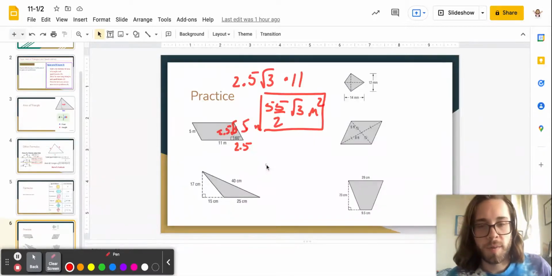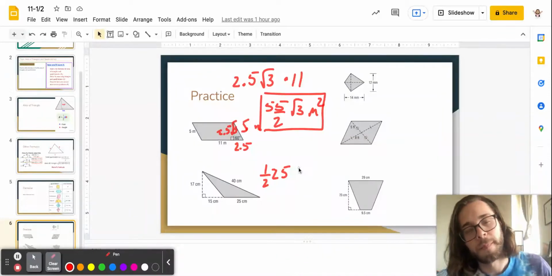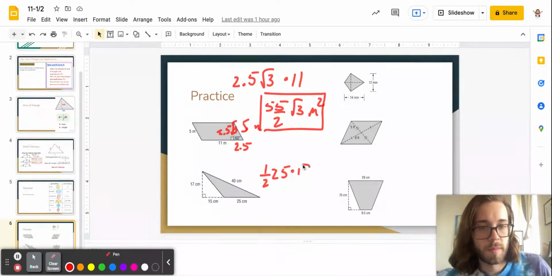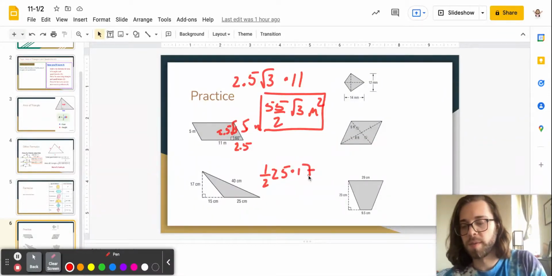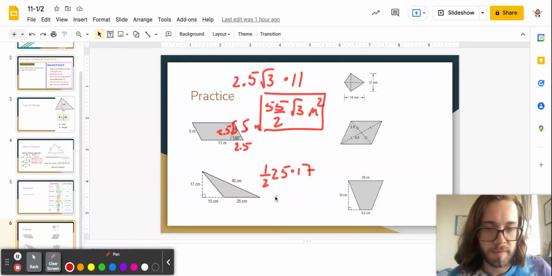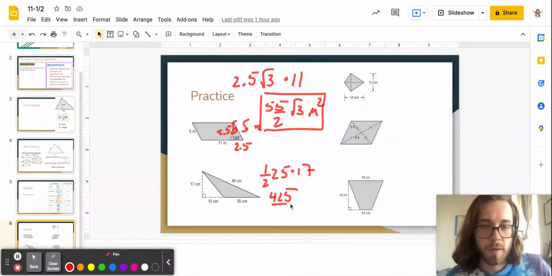Okay, the triangle, we have 1/2 the base, which is 25. Again, you don't need to add in this 15, times the height, which is 17. Now, I don't know what 17 times 25 is off the top of my head. So it'd be 425 over 2, and again, that's centimeters squared.